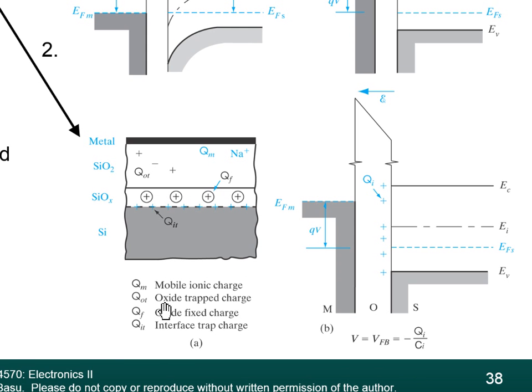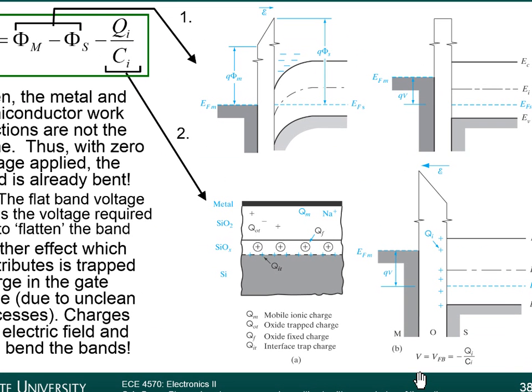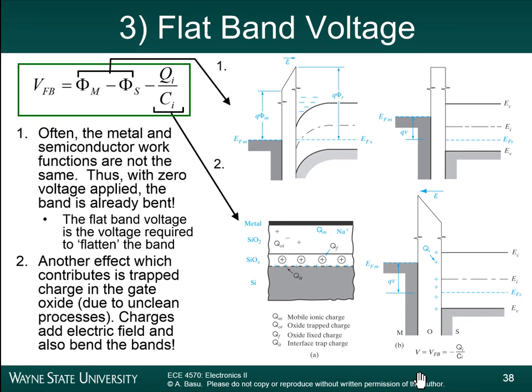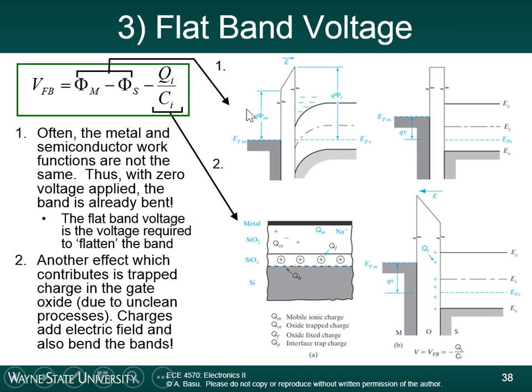So ideally, your trap charges will be equal to 0. But sometimes, with these processes, you can actually characterize roughly how much trap charge you have. So the trap charge adds this term to the threshold voltage equation, Qi. This is the amount of trap charge. It reduces the flat band voltage, and it reduces the threshold voltage. Qi over Ci. Ci is the capacitance of the oxide layer. That's the term that you calculated previously.